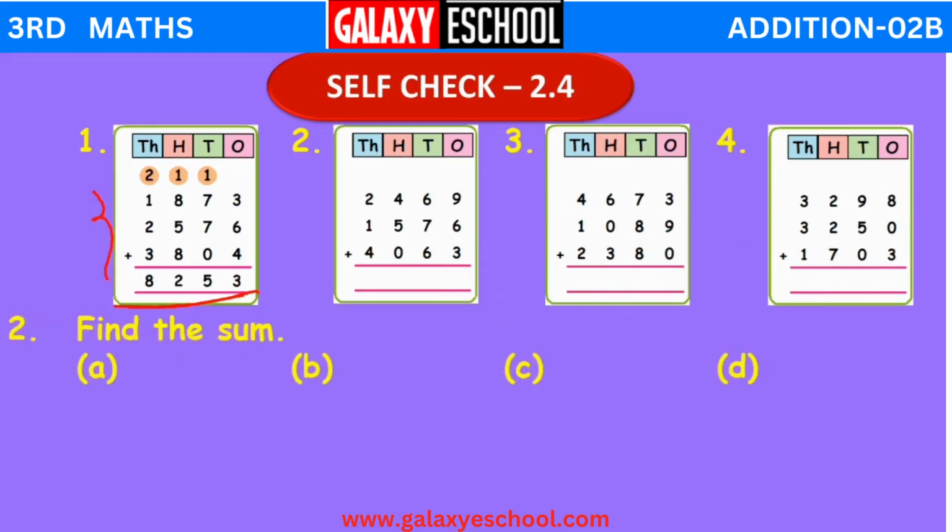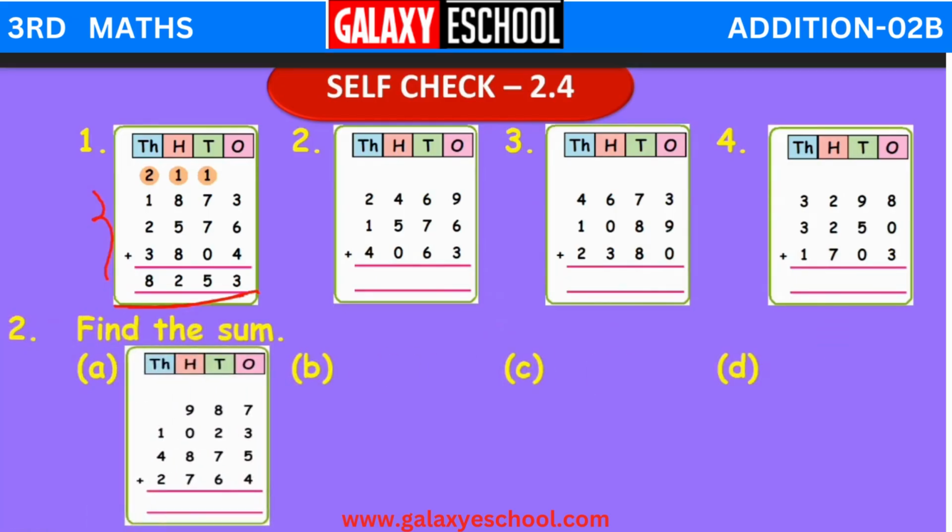And again, in question number 2 we have A, B, C, D. I'll do question A for you, and you have to solve B, C and D at home. Okay, coming to the ones place, 7 plus 3 becomes 10. 10 plus 5 becomes 15. 15 plus 4 becomes 19. So 1 gets carried. In the tens place we have 1 plus 8, 9. 9 plus 2, 11. 11 plus 7, 18. 18 plus 6 becomes 24. So 2 gets carried and 4 we write down.